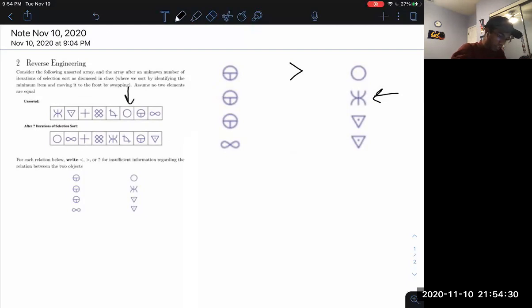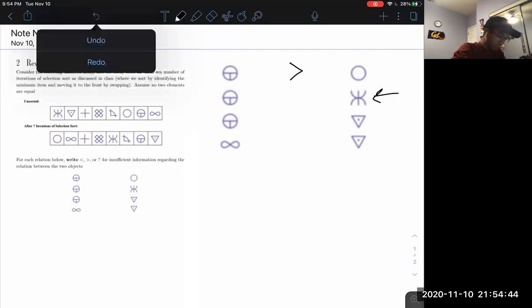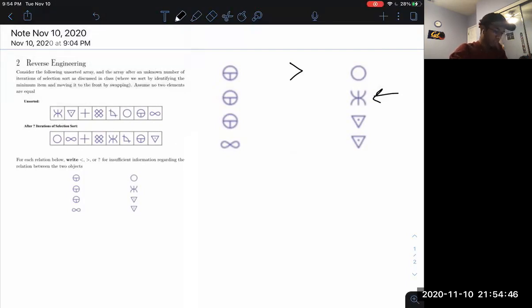the circle is the absolute smallest element in the entire list. And so when we swapped, we actually swapped it with this symbol that we're now looking at. We swapped it with this guy. So after 1 iteration of selection sort, this symbol should have been right here. It should have been in that position because we swapped it with a circle, and we move forward.